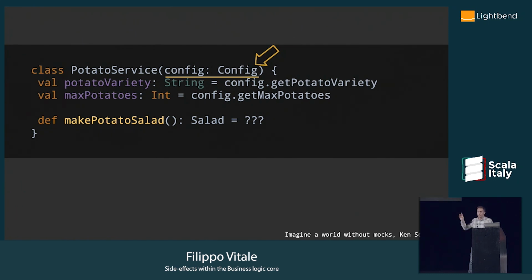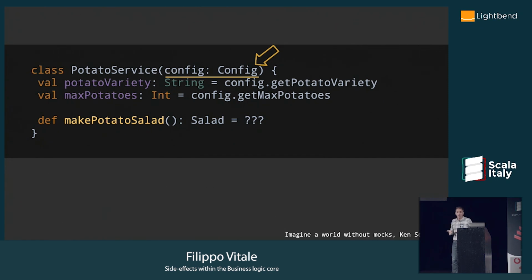So let's consider this potato service. The potato service gets a config, okay? This is a dependency injection kind of thing. But the config, all it needs are those two values: the variety and the number of potatoes that we want to use to make the potato salad, okay? Now, there's nothing wrong with this code, but the config is actually made of 92 moving parts, okay? It's not just those two things.